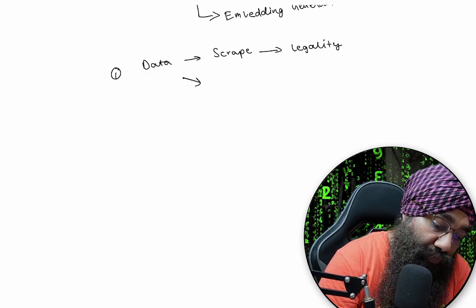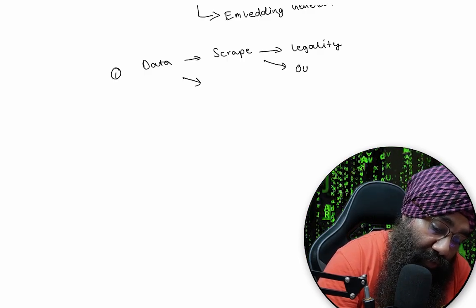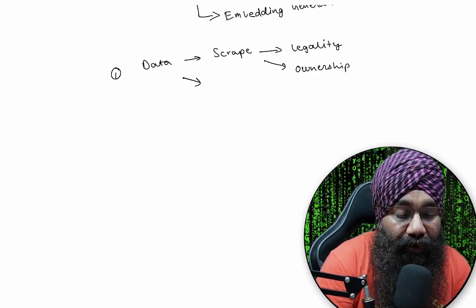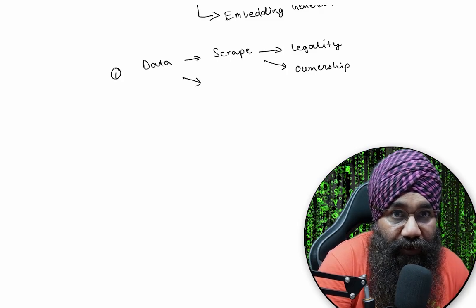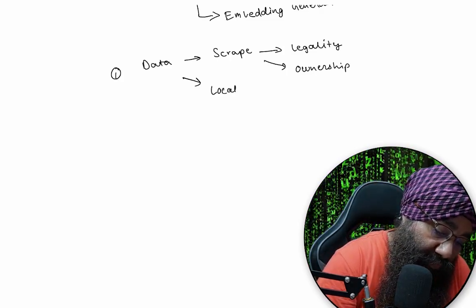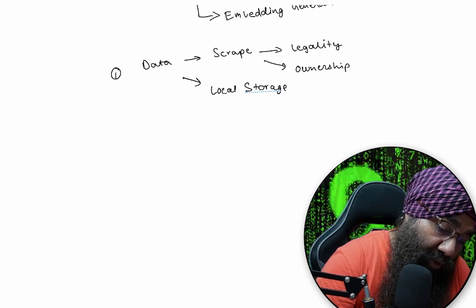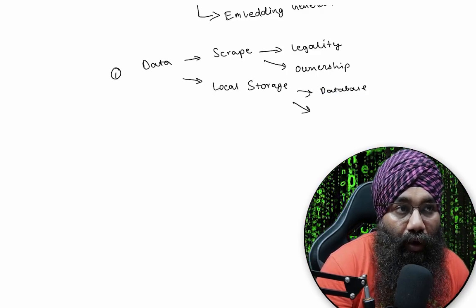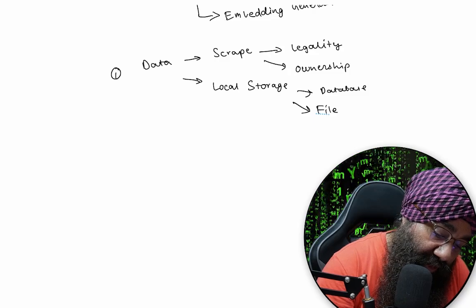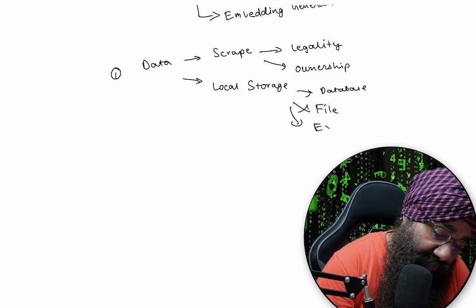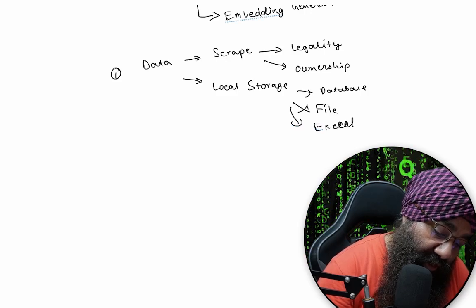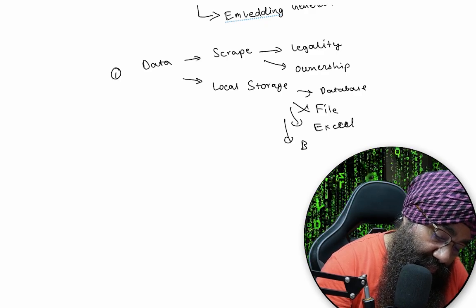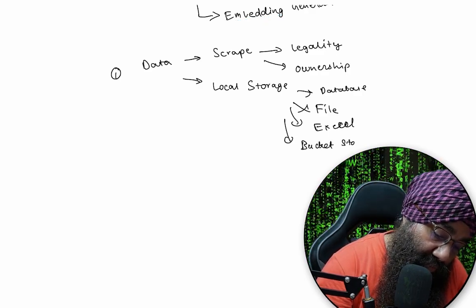You also need to think about the ownership of the data. Who owns the data which you are using to build your AI? Once you have these considerations covered, you have to store this data in your local storage. You can fetch the data from a database, from any file, or an Excel file where you have structured data. Otherwise, you can also use block storage or bucket storage where data is present. So you can use any kind of data.